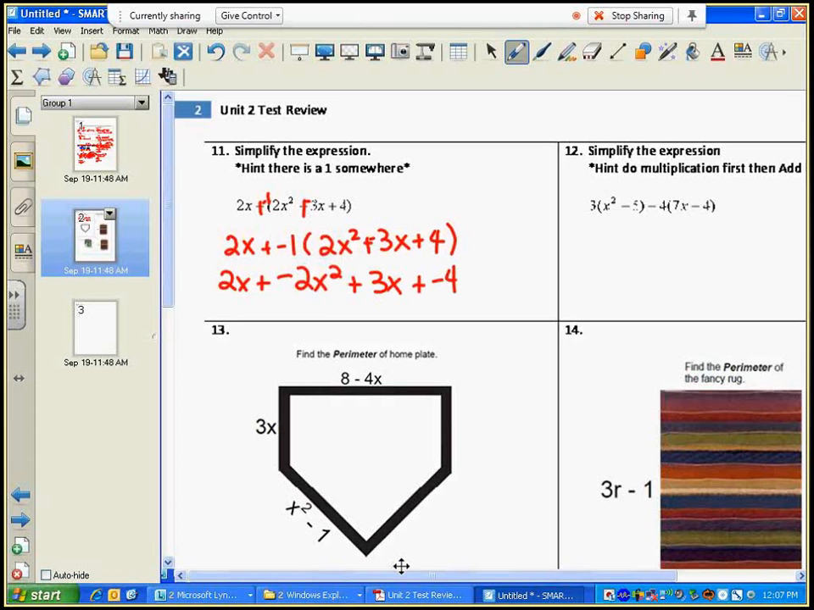Can I combine any like terms here? Oh, yes, x and x. So let's combine those. Well, I'm going to keep my x squared first. Negative 2x squared plus 5x plus negative 4. So we're going on to number 12.